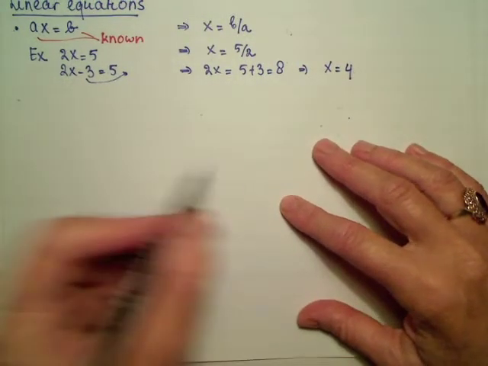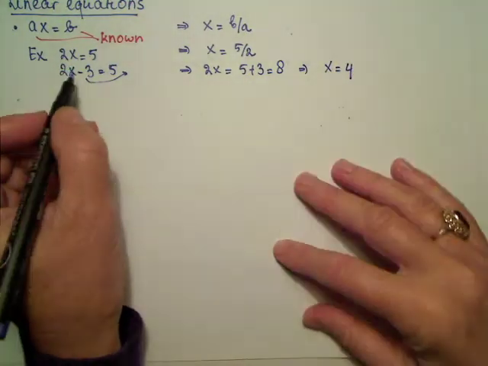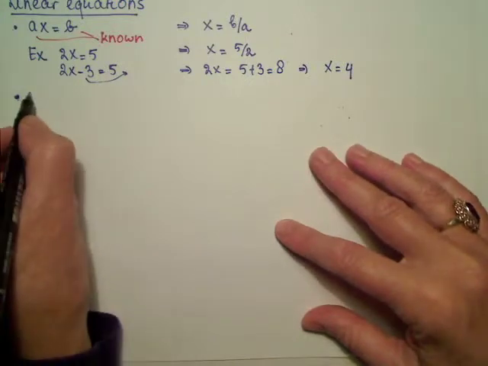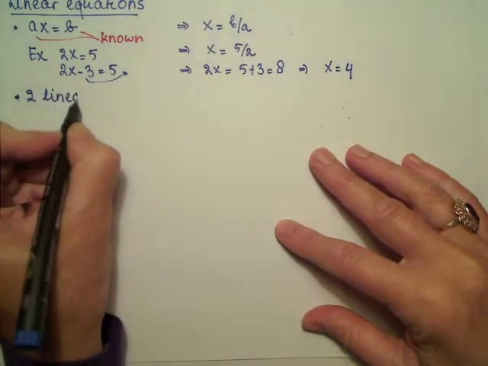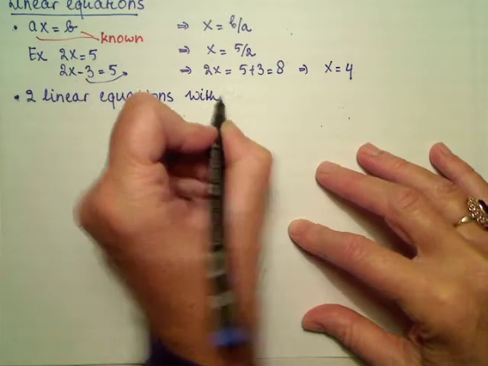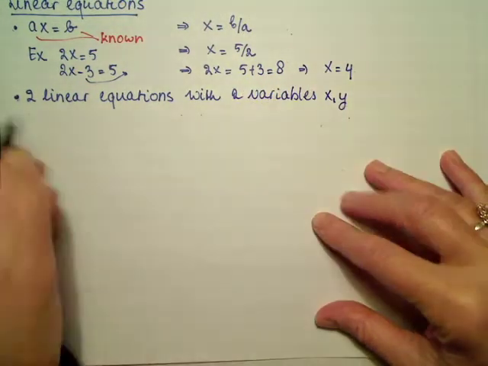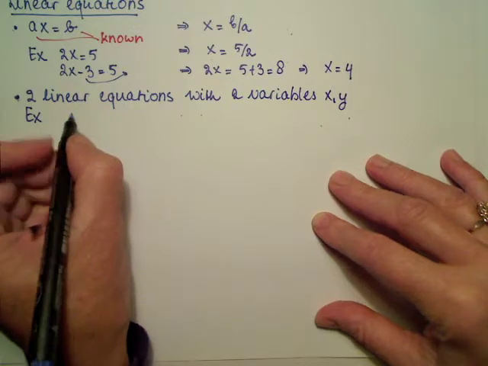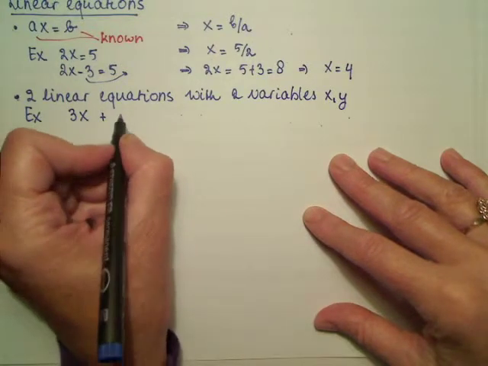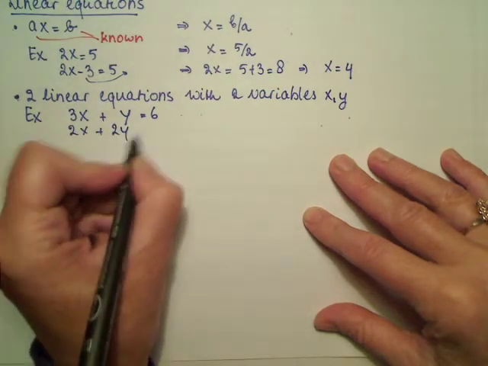Now why is this equation called linear? It is because x only occurs in one place, and it occurs as x and not as x squared or any other function of x. So what we are really interested in is to solve a system of two linear equations with two variables, x and y. Now, the easiest way to study such a system is by an example. So, suppose that we have the following set of equations: 3x plus y equals 6, and 2x plus 2y equals 2.